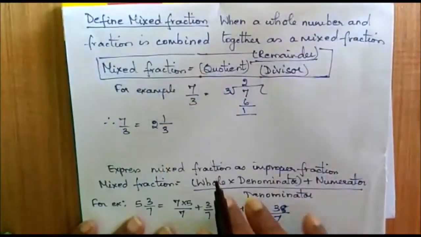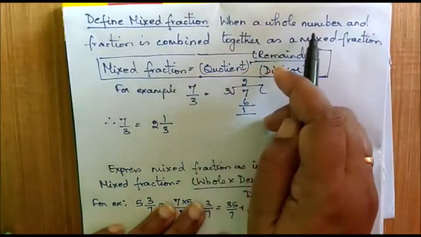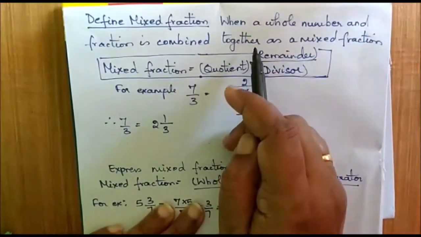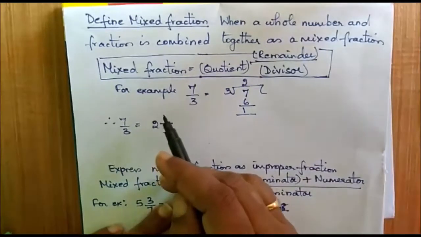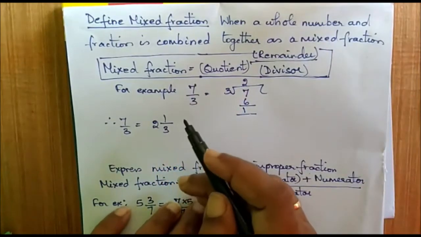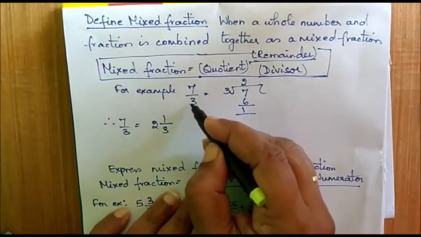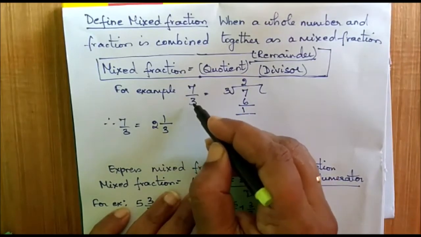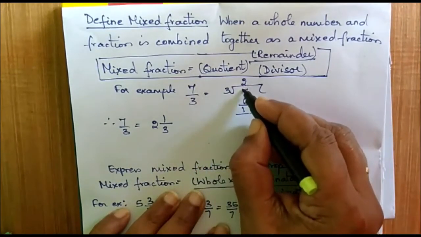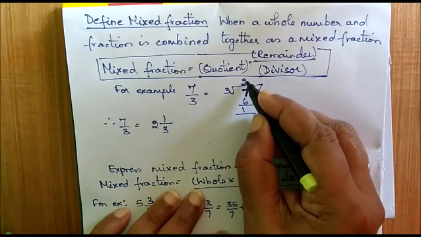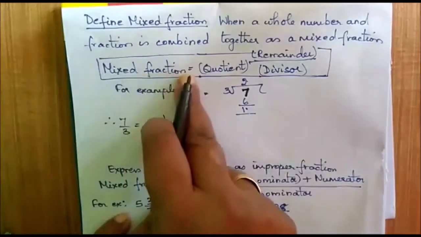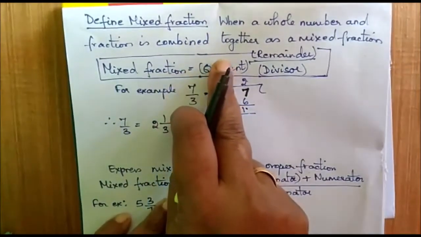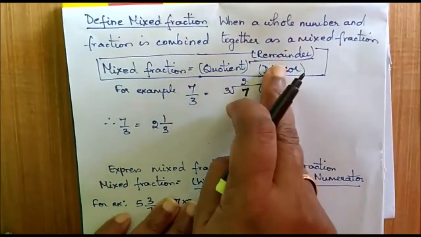Now let us study another fraction, which is the mixed fraction. When a whole number and a fraction are combined together, it is called a mixed fraction. Now how do you represent a mixed fraction? Let us take for example 7 by 3. 7 is greater than 3. Now let us divide 7 by 3. You get quotient 2 and remainder 1, isn't it? So a mixed fraction can be written as quotient, remainder by divisor.